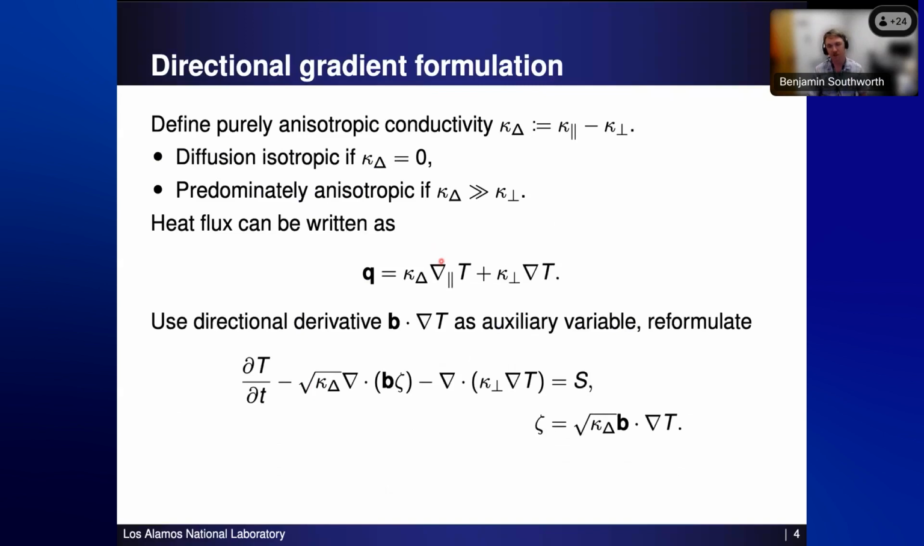So what we're going to use for actual formulation is a directional gradient formulation. So it's still effectively first order form, and we still have this heat flux. But what we do is we separate our conductivities into an anisotropic conductivity, so this kappa delta here, and then the isotropic conductivity is everything that's left. And so if kappa delta is 0, then diffusion is isotropic. And for kappa delta much bigger than kappa perp, then it ends up being predominantly anisotropic.